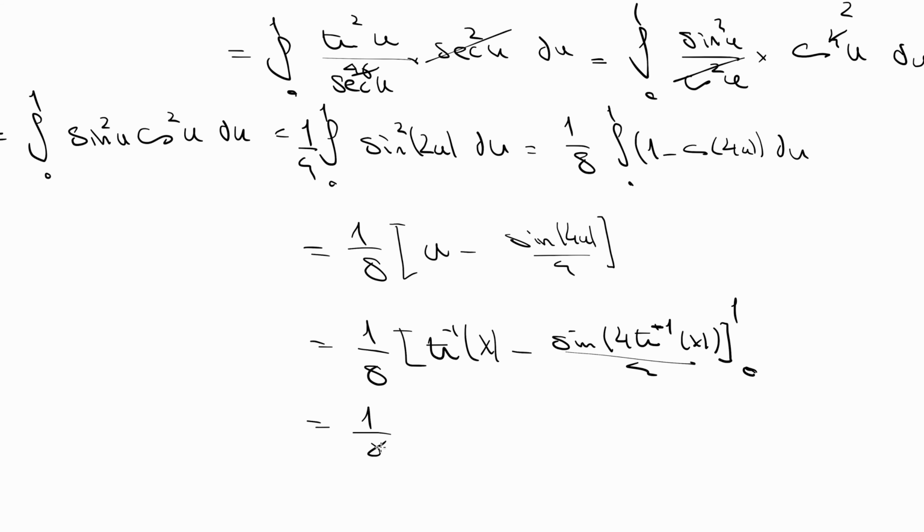1 over 8 times: arctan of 1 is simply pi over 4 minus sine of 4 times pi over 4, which is going to be sine of pi, and sine of pi is 0, so you don't have to write that. So that's it. Your final answer is going to be pi over 32.